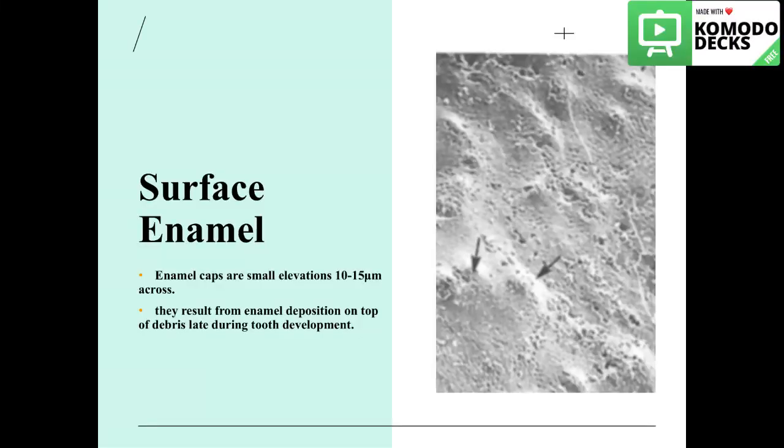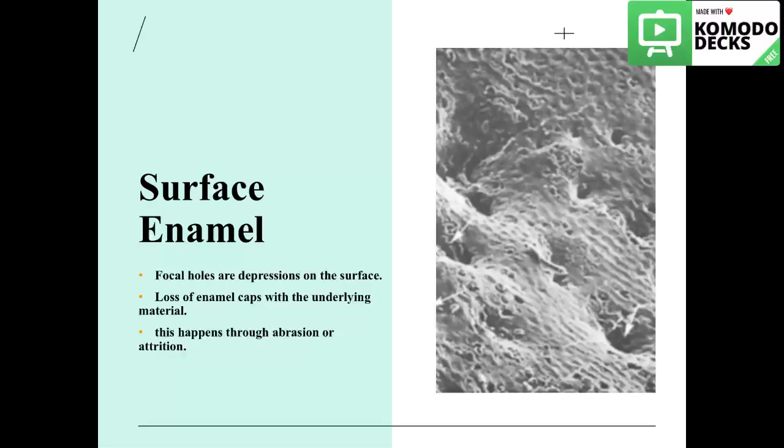Also, we can see something called enamel caps. They are small elevations, 10 to 15 micrometers across. They result from enamel deposition on top of debris. That happens late during tooth development. When those caps are removed for one reason or another, we see something called focal holes, which are depressions in the surface. This happens due to abrasion or attrition.